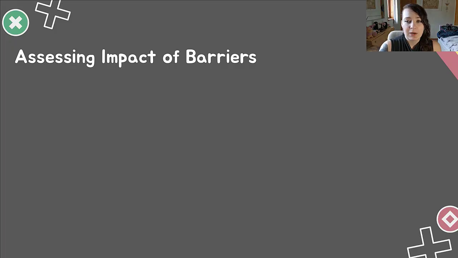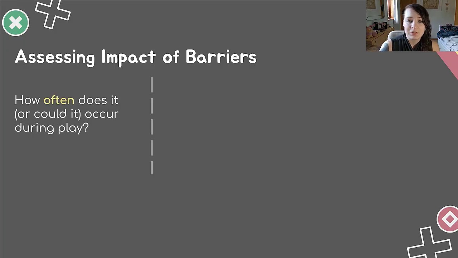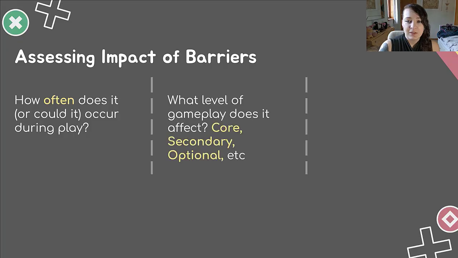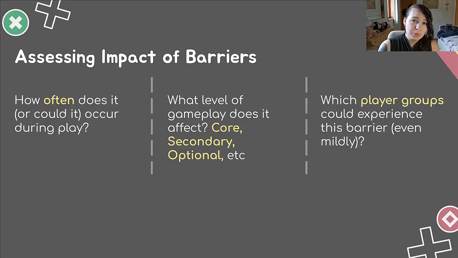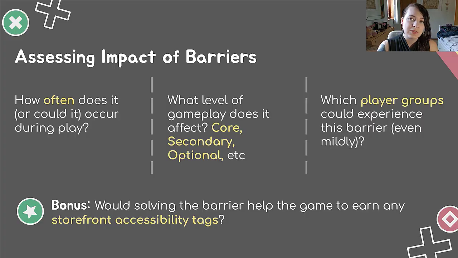Once you have your list of barriers, you need to assess the impact of each one. And to do this, I would recommend questions like, how often does the barrier occur in the game? Does it affect core, secondary, or optional mechanics? And which groups of players would be affected by the barrier, even mildly? As a bonus, you might also want to consider if solving that barrier would help the game to earn any of those accessibility tags that I mentioned earlier.